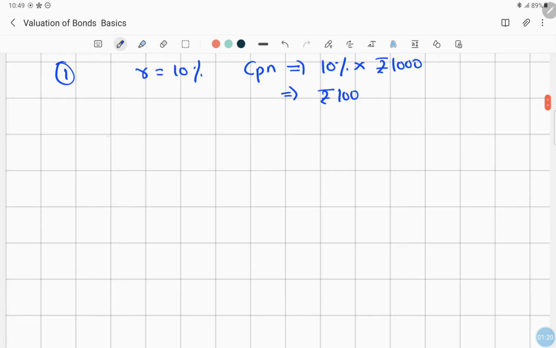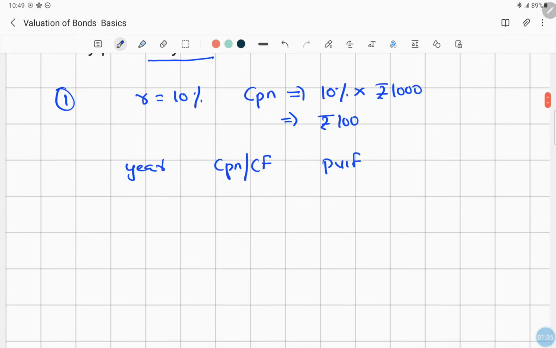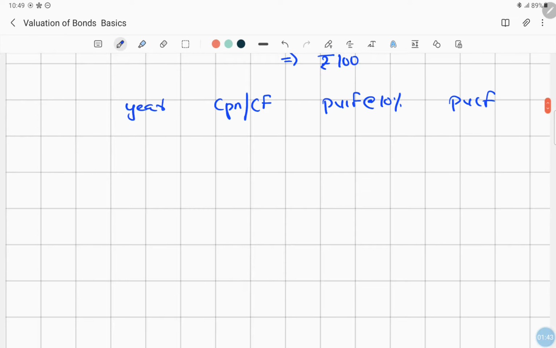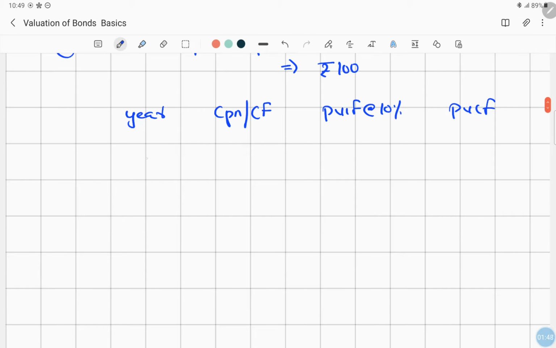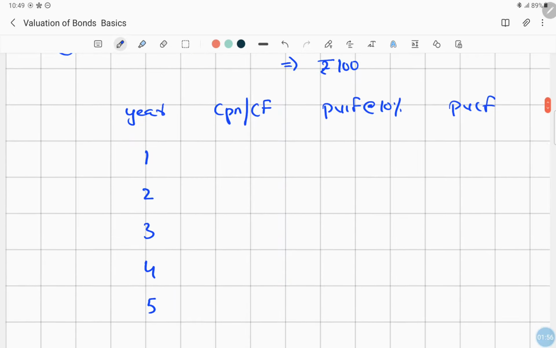So we'll be creating the table here. We have the coupon payment, or we can say the cash flow. Then we have the present value interest factor. Here the required rate of return is 10%. Then we have the present value of cash flow. Then we have the year, the maturity in years. We have 5 years: first year, second year, third year, fourth year and fifth year. So we'll be working this out.